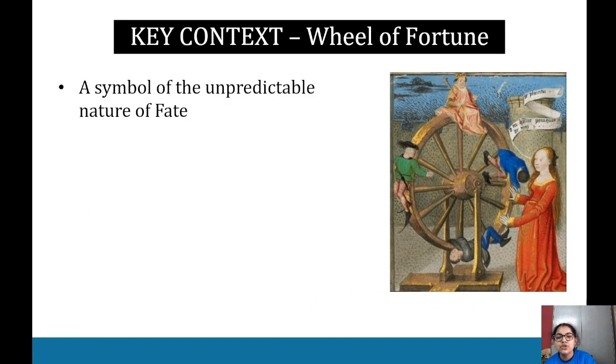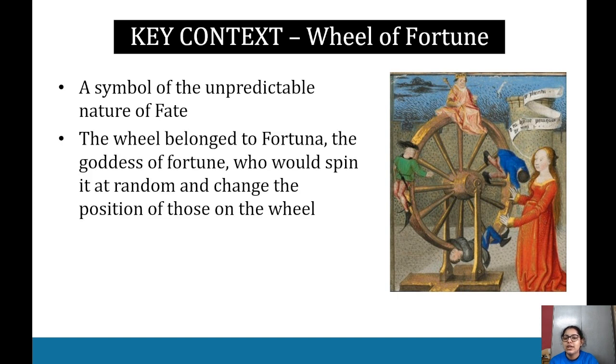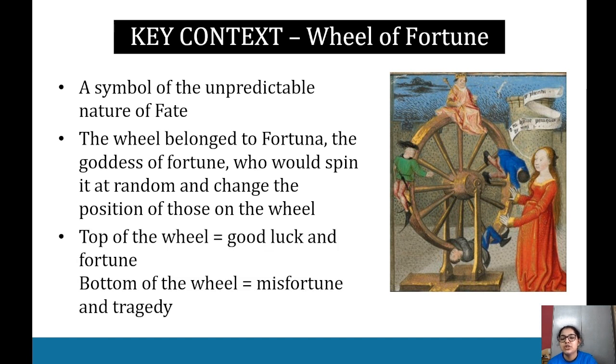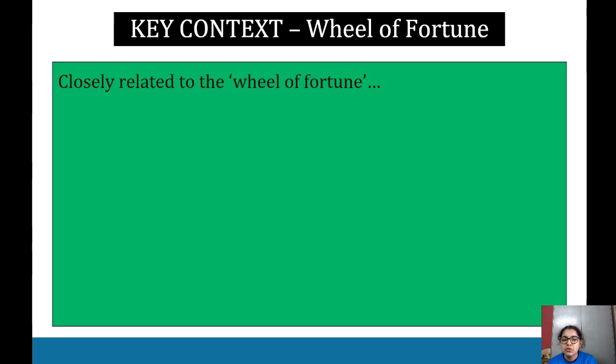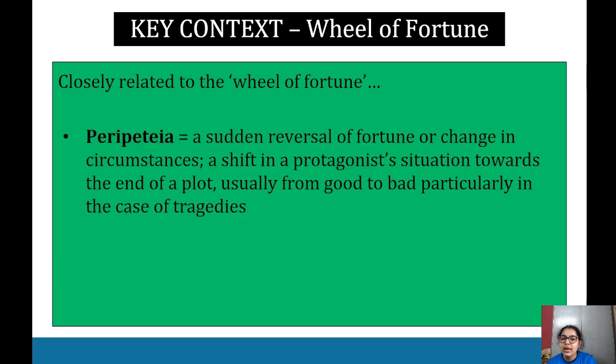Now, the Wheel of Fortune, a symbol of the unpredictable fate of nature. The wheel belonged to Fortuna, the goddess of fortune, who would spin it at random and change the position of those on the wheel. The top of the wheel brings good luck, while the bottom of the wheel is misfortune and tragedy.